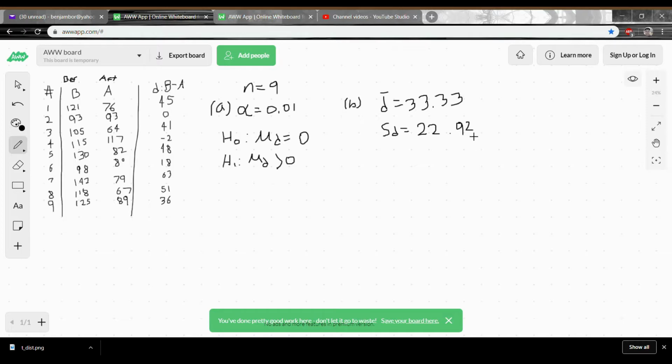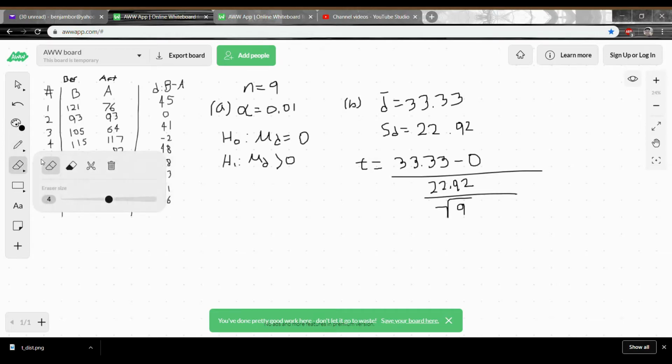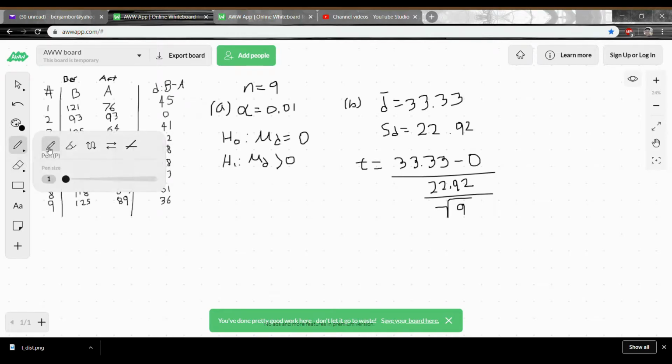Okay. Now that we have these values, we can calculate a test statistic T. So our T test statistic is going to equal D bar minus mu D over sample standard deviation D divided by the square root of N, exactly what I gave you before. D bar was 33.33. Our null hypothesis was 0, so we're going to subtract 0. Our sample standard deviation was 22.92, and our sample size was 9. When we calculate that, our T statistic is going to be 4.363.